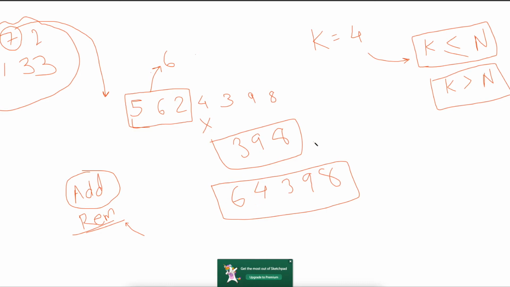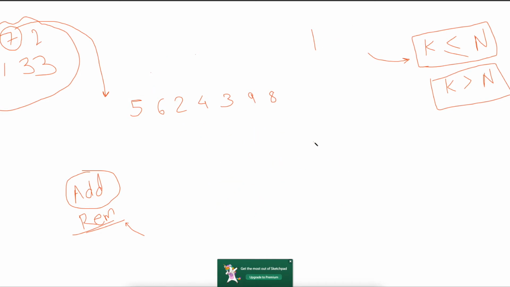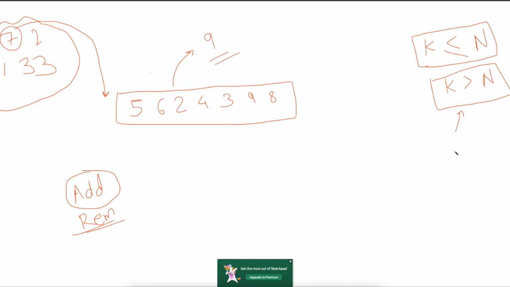Now coming to the other case wherein k is greater than n. In this case we can basically remove every element from the array because k is greater than n. So we will remove everything from the array, and by removing everything from the array we will be sure that we will get the maximum possible integer from the entire array. Now after getting this maximum possible value, we are left with n minus k operations.